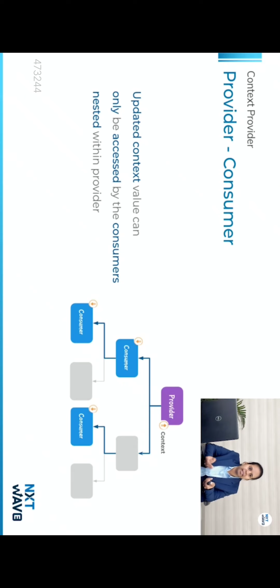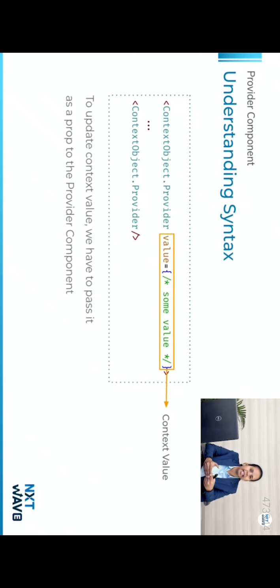Coming to the syntax of the provider component, it's just like the consumer. We use the dot notation. We'll write the context object dot provider. This provider is a component and we'll write it in this way. Then we'll provide the updated value as a prop to the provider component. You can see value equal to. We'll pass it as a prop to the provider component.